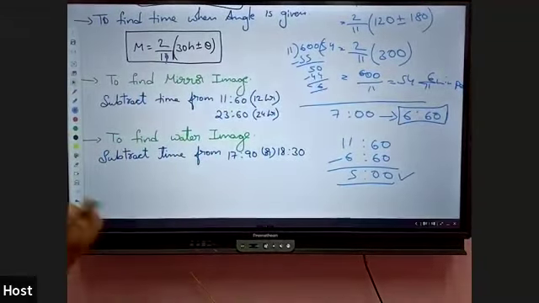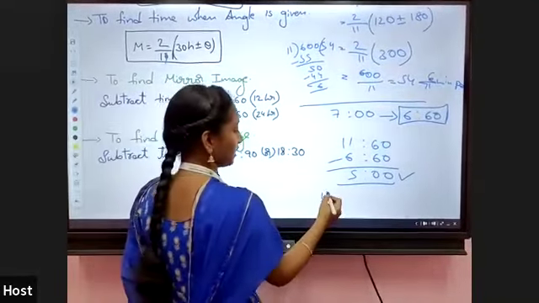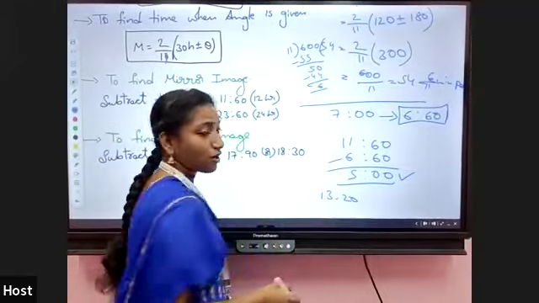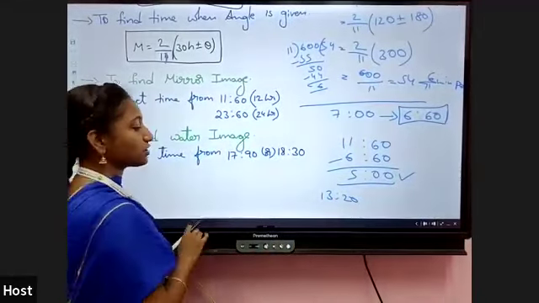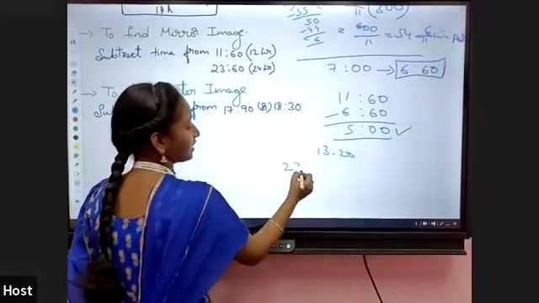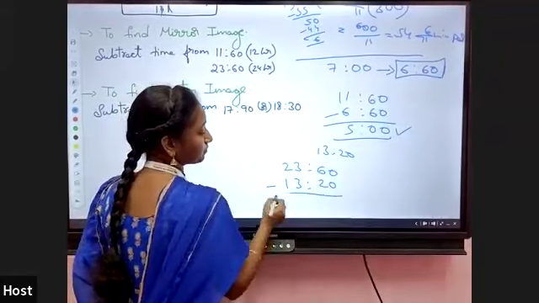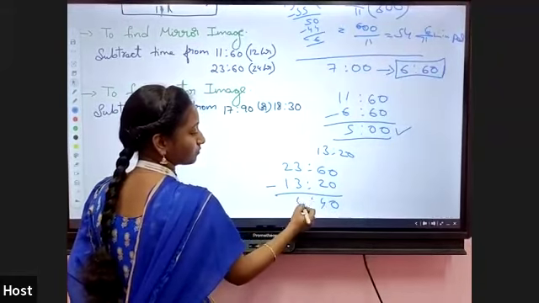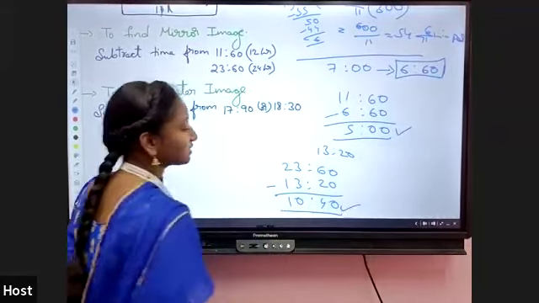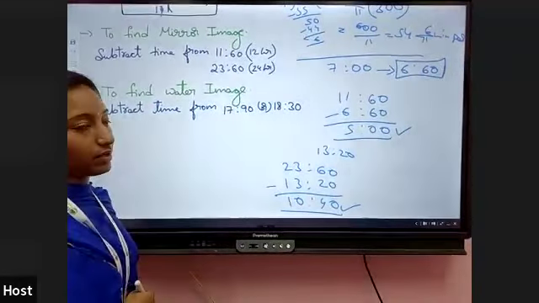Next, if the clock is given in 24-hour clock, that means times like 13:20 or 16:40, we should subtract this from 23:60. 23:60 minus 13:20, so 10:40 is the answer. In this way, we should solve mirror images.